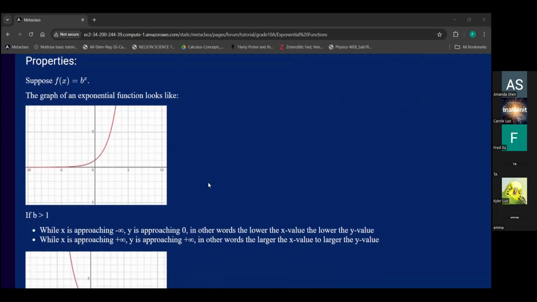So here, these are the properties of an exponential graph. We have f of x is equal to b to the power of x. This is just a function. When b is greater than 1, this is what the graph looks like. It's just this curve right over here. Some important points on the graph: this side here is -infinity. This side here is +infinity.